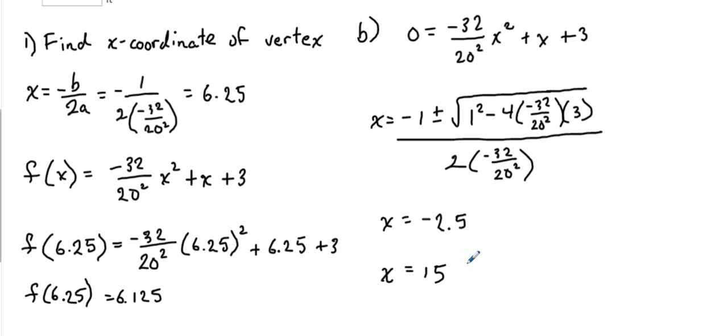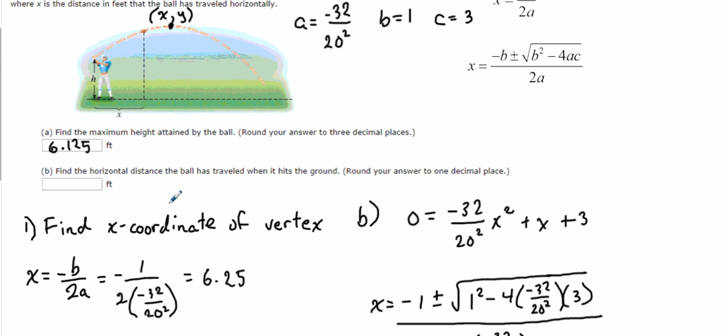So there are two places where y is equal to 0. One of those is negative 2.5 and the other one is 15. We're going to use the 15 as our answer because a distance cannot be negative in this case. So our answer for part B is going to be 15 feet.